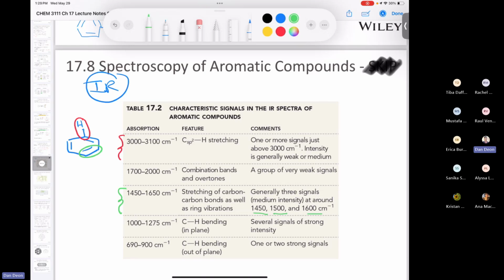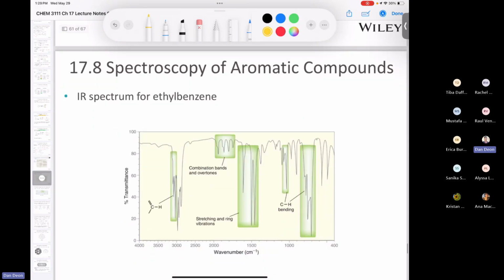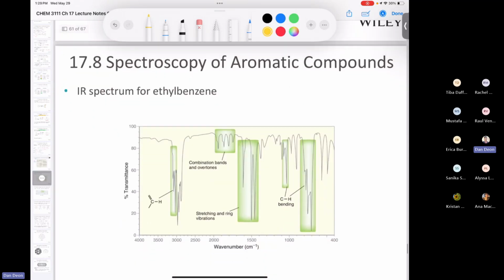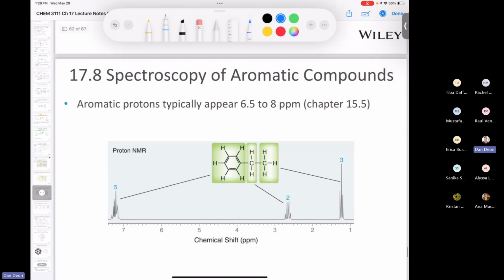As far as the bendings go, I don't really worry about these ones a whole lot. The one in red and the one in green are the ones that are going to be most relevant to us, okay? You see the bending here on this one. But again, the main thing I'd want you to understand is that you have the carbon-carbon double bond stretching, you have the overtones here, and then you have sp2 hybridized carbon-hydrogen stretching in there.